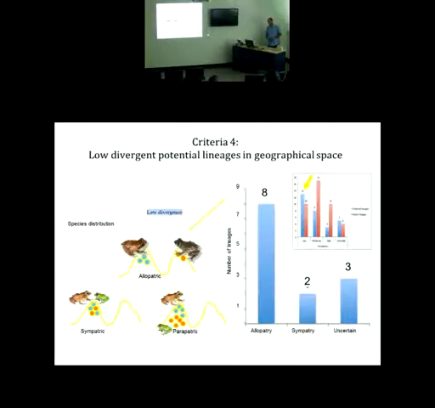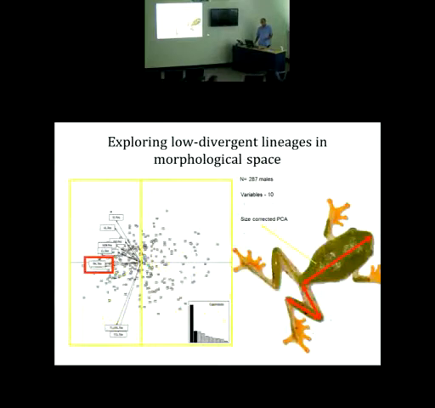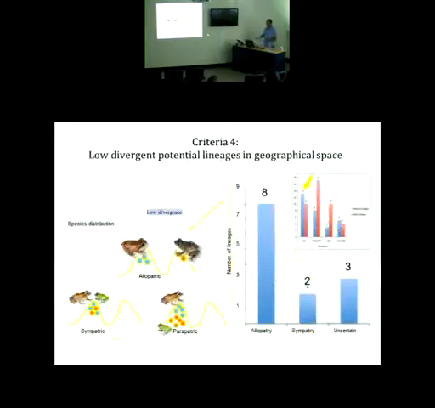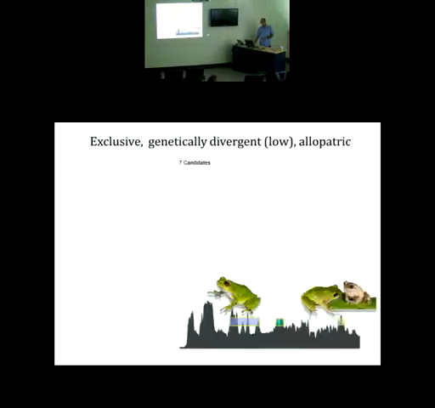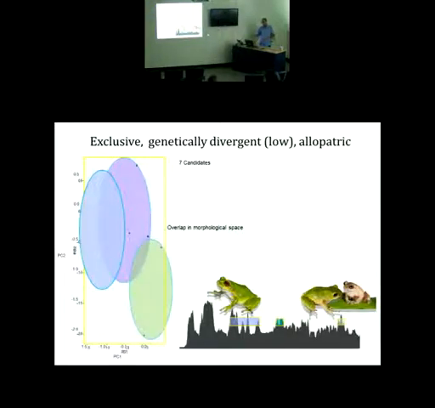Most of the lineages are allopatric, as you would expect in species with low dispersal abilities. We explored low divergent lineages, this set across here in geographical space, most being allopatric. We also explored them in morphological space and found that some of these low divergence lineages are completely separate from each other, and other low divergence lineages completely overlap with each other.